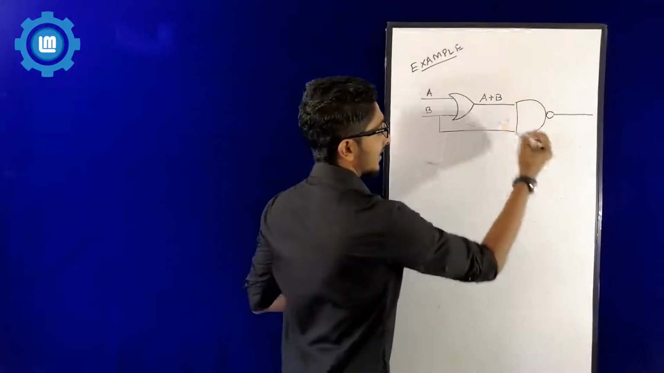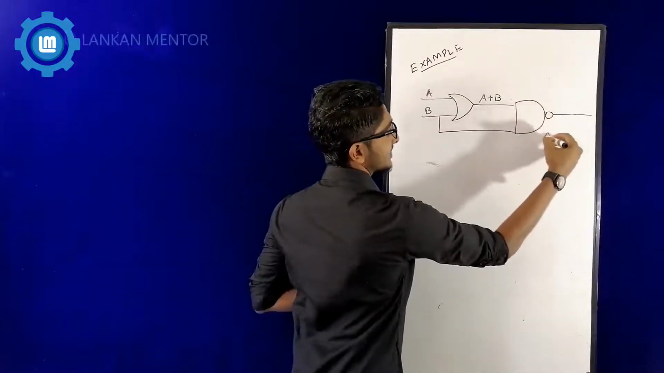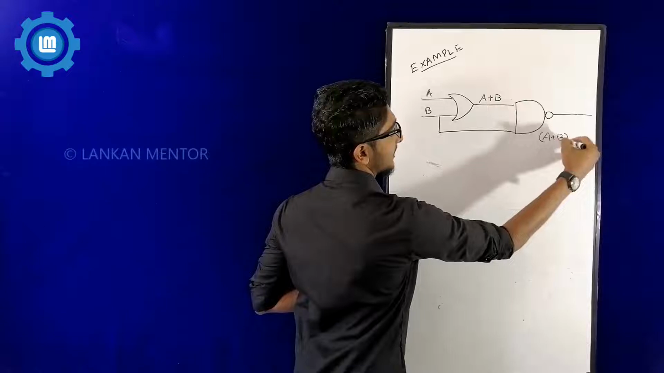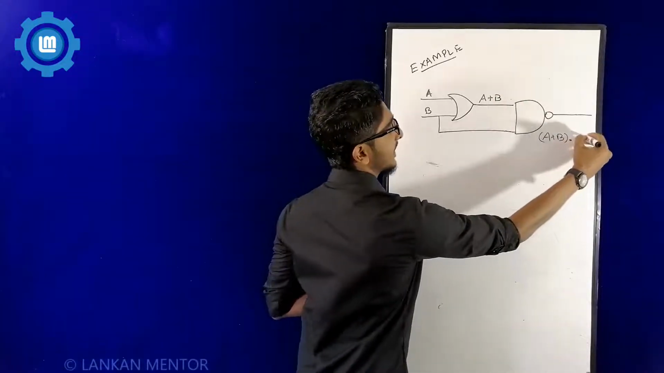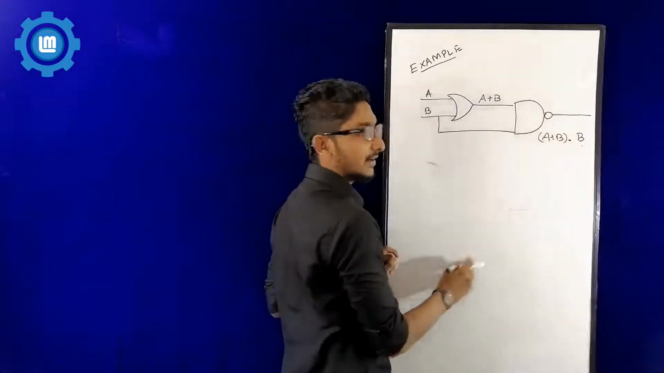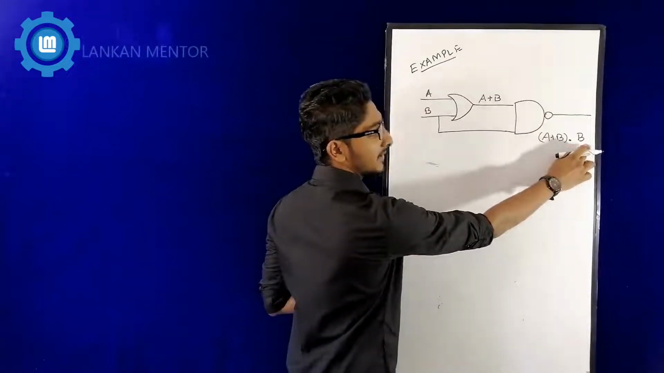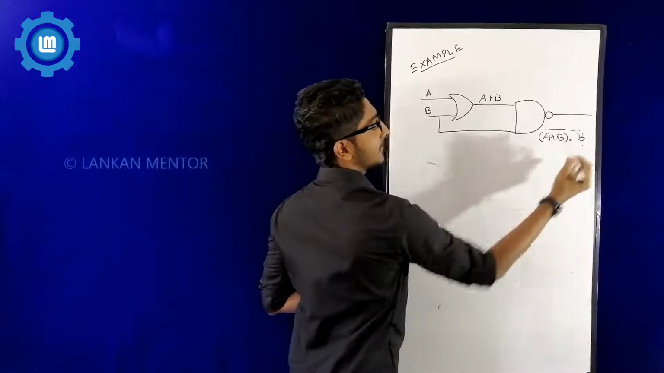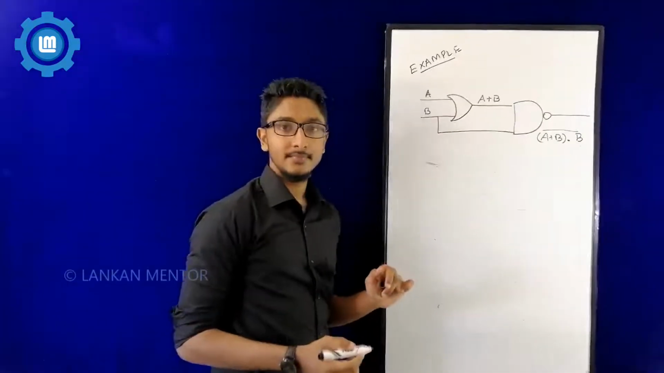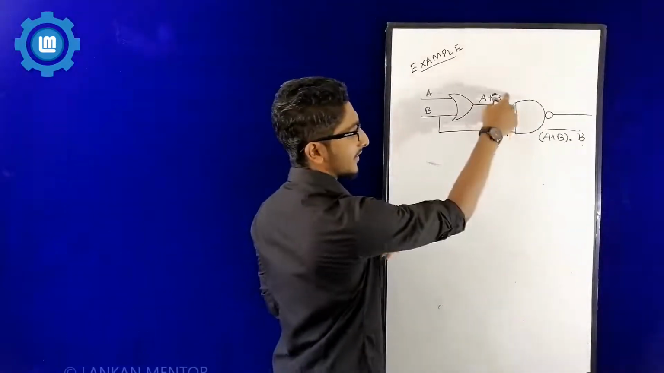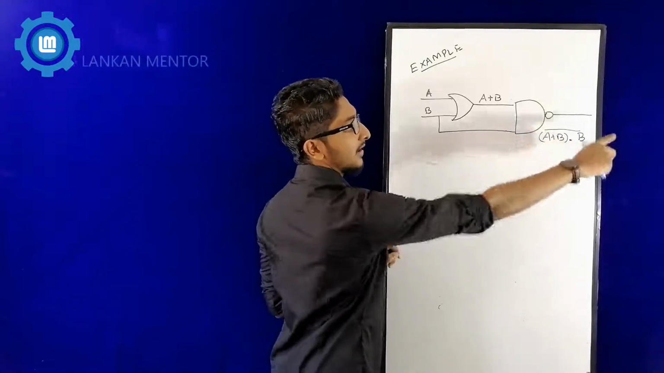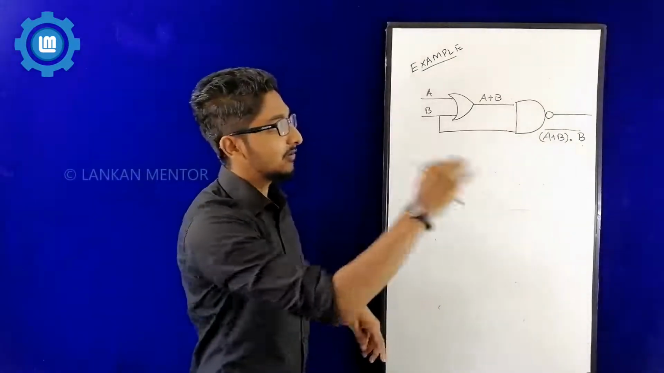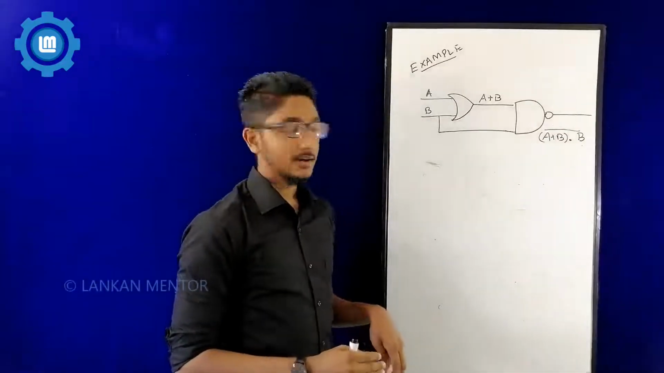So A plus B multiplied by B, A plus B into B bar. A plus B is one input, B is another input, so A plus B into B bar. The bar is for the whole thing.